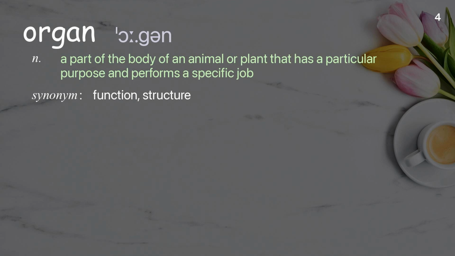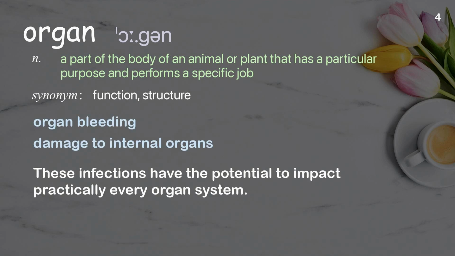Organ. A part of the body of an animal or plant that has a particular purpose and performs a specific job. Examples: Organ bleeding, damage to internal organs. These infections have the potential to impact practically every organ system.